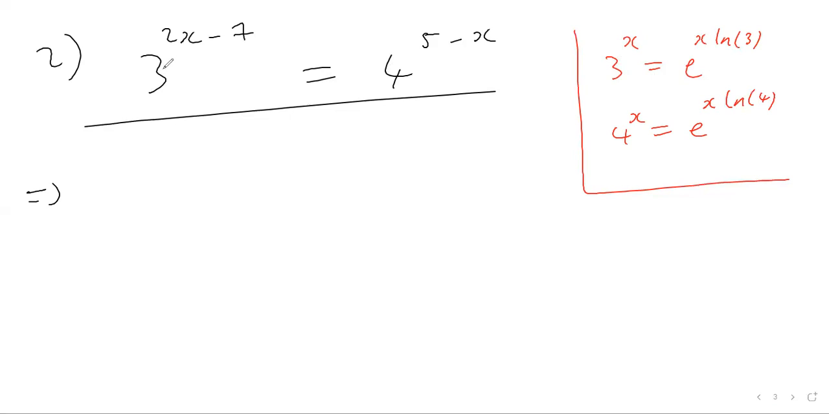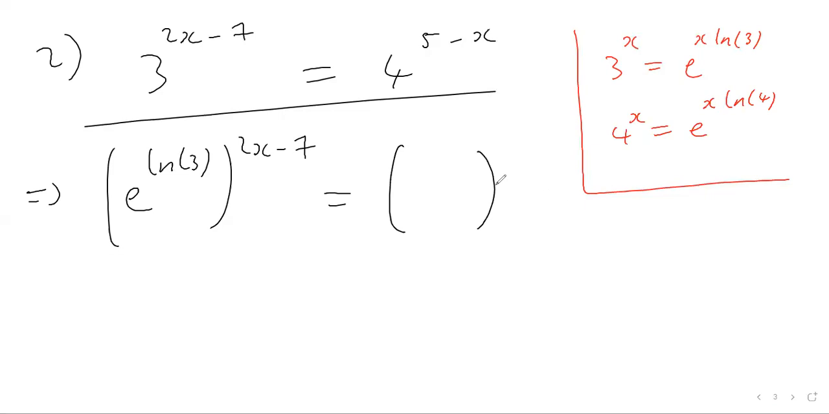So we're going to rewrite this 3 here, and we're going to rewrite it as e to the power of ln 3. So remember, the number 3 is just the same as e to the power of ln 3. Because again, the exponential and the natural log functions are inverses, and this is all to the power of 2x minus 7.